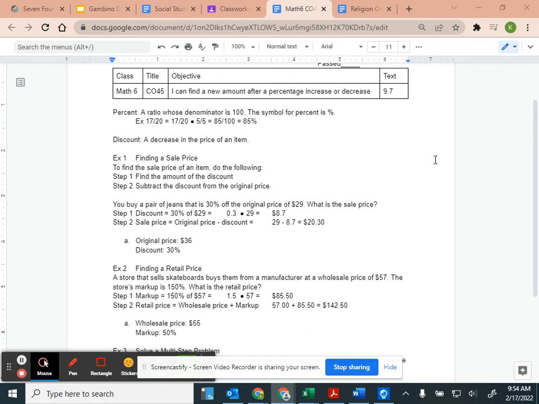Good morning. Today we are finishing up our percentage unit. This is our last objective. CO45, I can find a new amount after a percentage increase or decrease. So this is continuing those percentage of increase and decrease from yesterday. Okay, so it's a continuation of it.